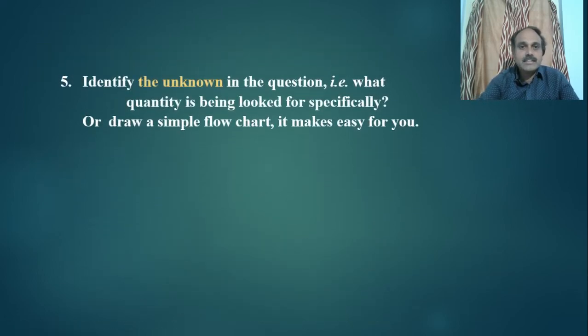And the next, fifth step is to identify the unknown in the question. That is, what quantity is being looked for, what is being asked. Sometimes only one quantity may be asked, and sometimes two quantities or two unknowns may be asked. Sometimes to calculate one unknown, another unknown has to be determined in the problem.